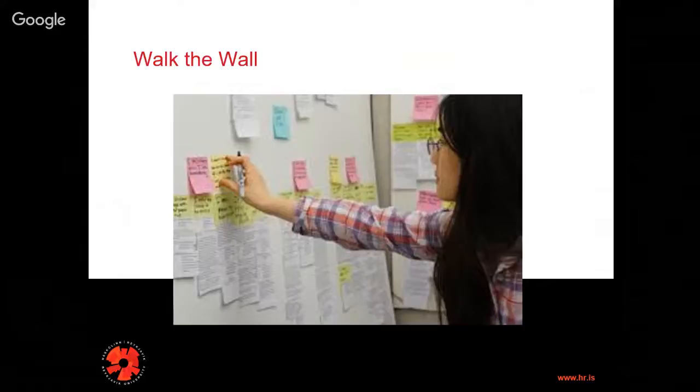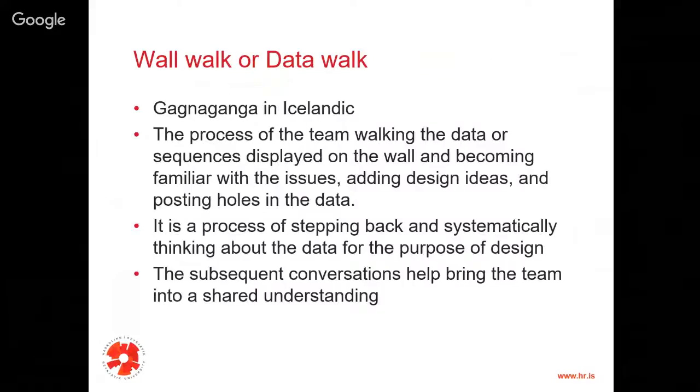Okay, so walk the wall. I call it gagnaganga in Icelandic. It's a totally different name. Well, walking or data walk, I call it in Icelandic. It is a process of the teams. You have the affinity diagram up on the wall, and there is a team coming there, preferably people outside the group. Because now you're so much involved in your project, you know so much, you have done the interviews and so on, it's good to get somebody with fresh ideas.